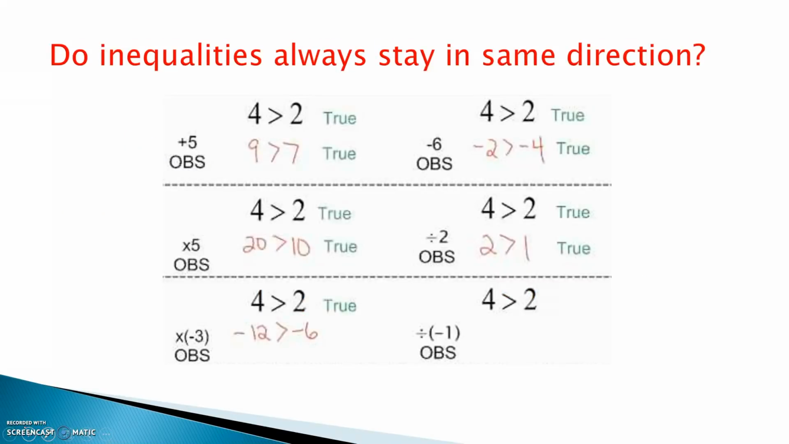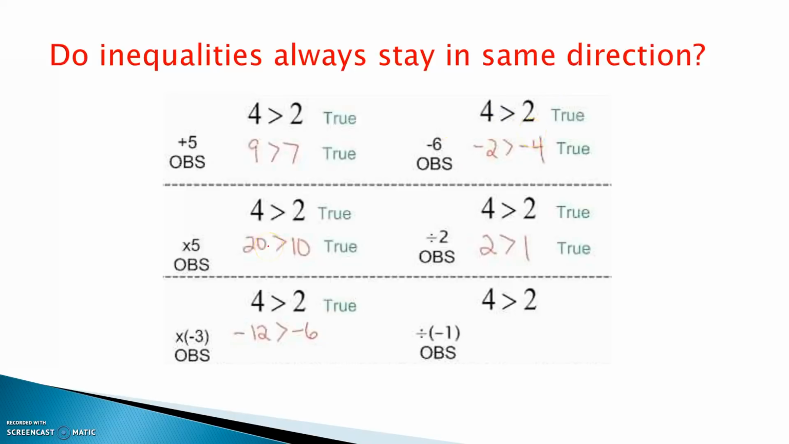Okay, so let me prove it to you. Do inequalities always stay in the same direction? Well, will this be a true statement? 4 is greater than 2. Yeah, that's definitely true. What if I add 5 on both sides? Well, if I add 5, I get 9. If I add 5, I get 7. And this is still a true statement, right? 9 is greater than 7. And it works also with subtraction. Again, I'll let you guys see that problem on the right.